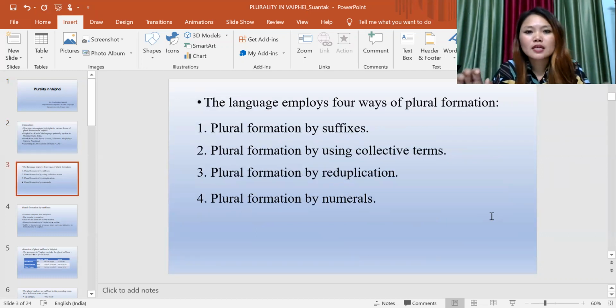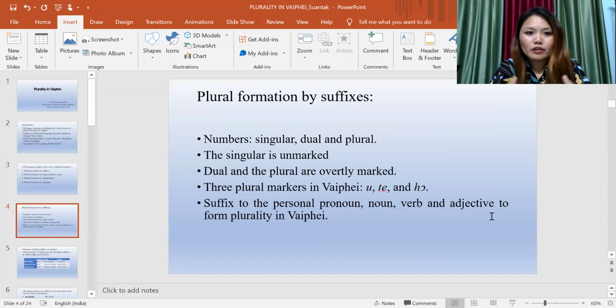Okay, let's go to our main point, that is plurality in Vaiphei. In Vaiphei, it is found that there are four ways of plural formation. They are plural formation by suffixes, plural formation by using collective terms, plural formation by reduplication, and plural formation by numerals. So let's see one by one. Plural formation by suffixes.